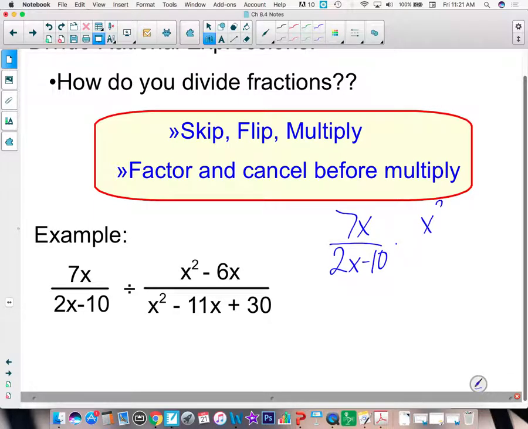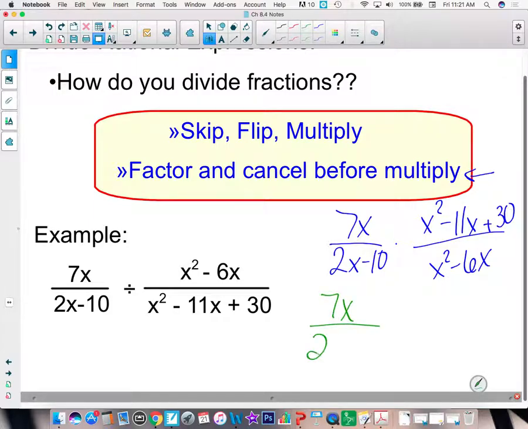So we're going to have x squared minus 11x plus 30 over x squared minus 6x. Skip, flip, multiply. That's what we're doing here. Then you factor. Okay, factor now. So, can you do anything with the 7x? No, what about the 2x minus 10? Can I factor something out? A 2, right, you could take out a 2. So I have 7x divided by 2, and I take that out, I get x minus 5.